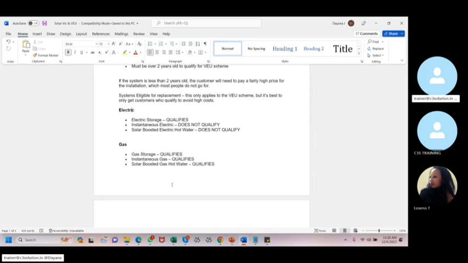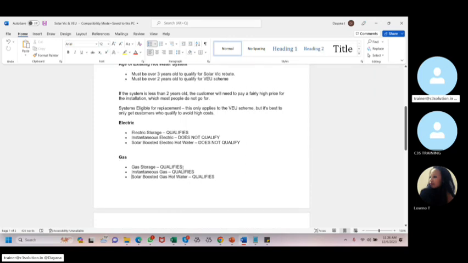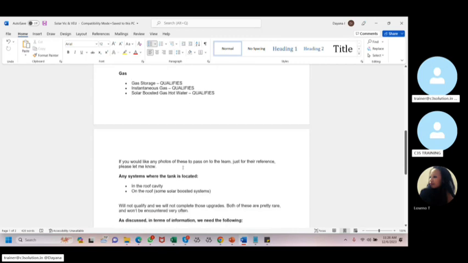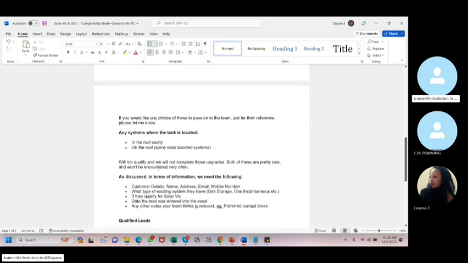Coming to the hot water system, we have three types. One is electric, the other one is gas, and the third one is solar, in which the solar hot water system is not at all eligible for replacement with a heat pump. That is why it is not mentioned here. Only these two types are mentioned. The solar is not mentioned.